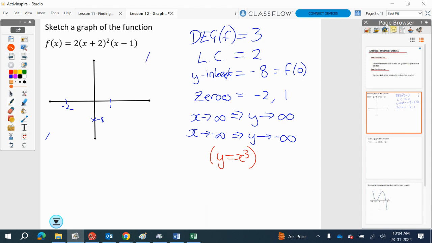So anything else we can do to sketch it? So if we're coming from here and we've got to go through there, we can sort of see that the function's going to look like this. The function's going to look like this. How do we know that?